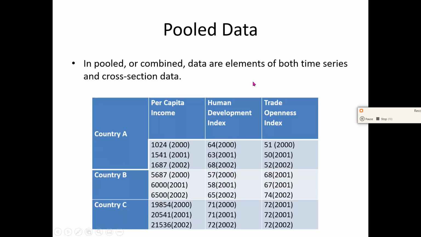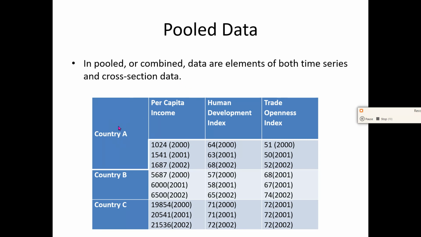Next we have pooled data. Pooled data is a mix of time series and cross-sectional data. For example, we have 3 countries, country A, country B and country C, and we have their per capita income, their human development index and trade openness index. So in the pooled data we have 3 countries and 3 random variables, and the time period is also varying. Even if I don't have the second and third columns, this will still be pooled data. Why pooled data? 3 countries and different time periods. It is not necessary that if we have 3 countries then we should have 3 years as well. That is just by chance here.